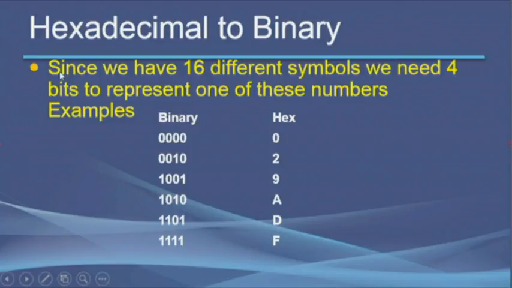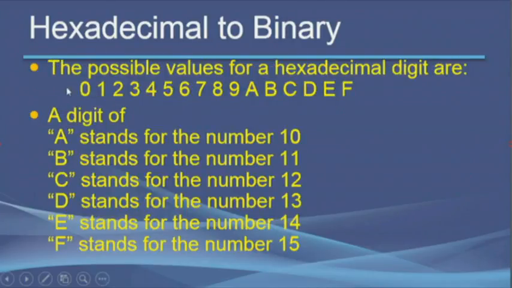Okay, let's see. Now you can see since we have 16 different symbols or 16 different digits, at least we need 4 binary positions to represent one of these numbers. It means if we have 4 binary digits, we can have 16 different combinations of ones and zeros. For example, 0 0 0 0, 0 0 1 0, 0 0 1 1, and likewise we can have 16 different symbols or digits using 4 binary digits. Here you can see now what we do is convert these 16 digits into binary patterns.